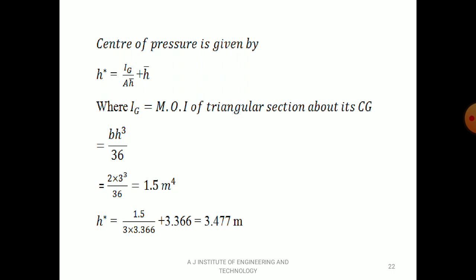Therefore H star equal to 1.5 divided by 3 into 3.366, plus 3.366. That is equal to 3.477 meter. So that is the position of the center of pressure from the free water surface.